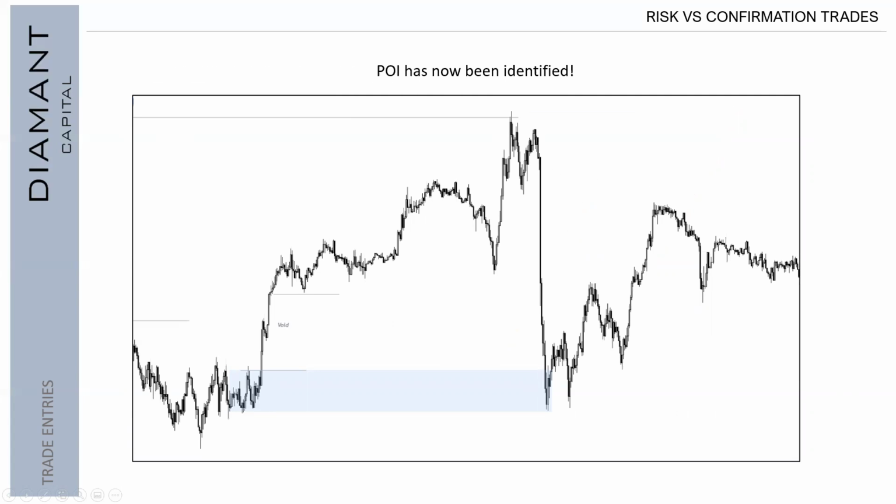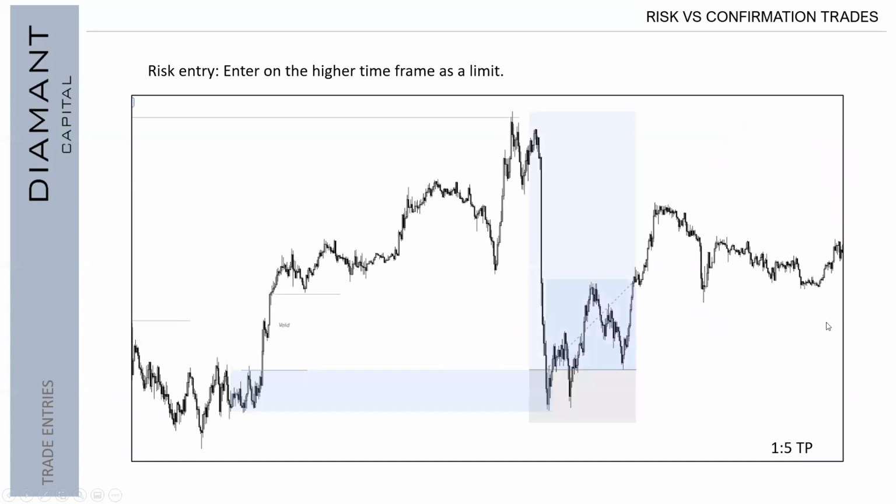Now, how can we enter this? So a risk entry, enter on the higher time frame as a limit. That's exactly what you can do here and aim for them highs right there. And this would be a perfect entry. I mean, stop loss just below them lows as well. You've got this perfect area of consolidation, and then you'd aim for them highs. Maybe just a bit of profit taken at the liquidity void, but that's all good.